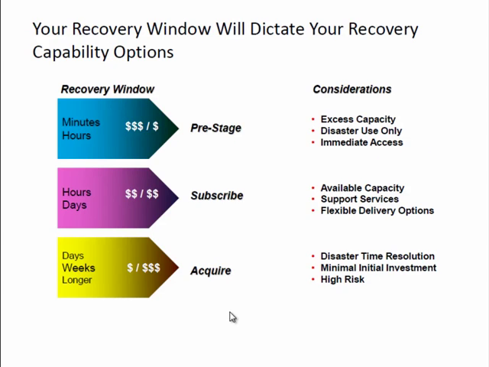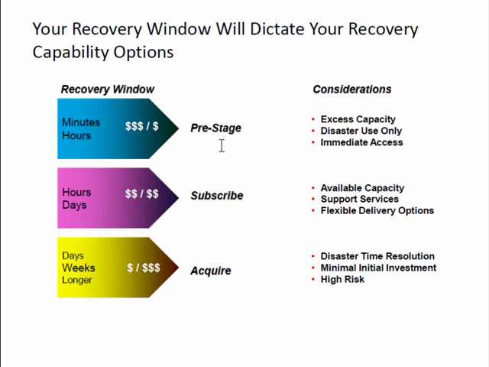The next slide shows the different recovery options or categories that are available at a high level and when you should consider using them. The 3 different categories, Pre-Stage, Subscribe, and Acquire, are listed down the middle. The RTOs that they relate to are listed inside the colored arrows on the left. So for instance, if you have an RTO or recovery window of minutes to hours, you are more than likely going to need a pre-stage strategy.